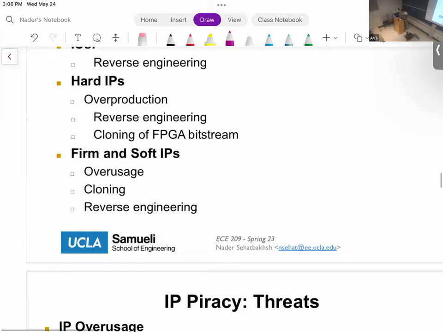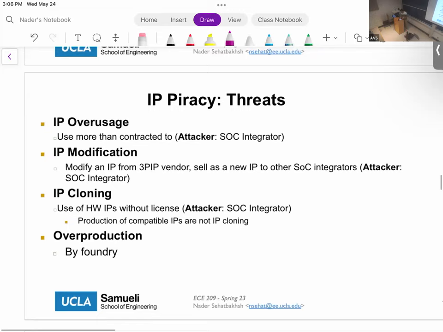And then these are some of the examples. For example, for overusage, the system integrator could be the attacker. For IP modification, the attacker could be either the system integrator or the designer itself. For cloning, again, the attacker could be the system integrator. And overproduction is usually done by the foundry as the attacker.